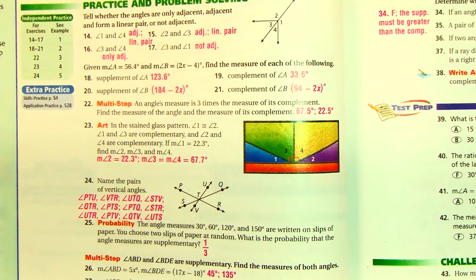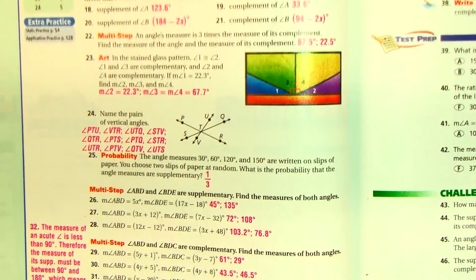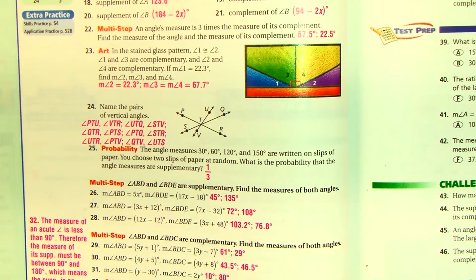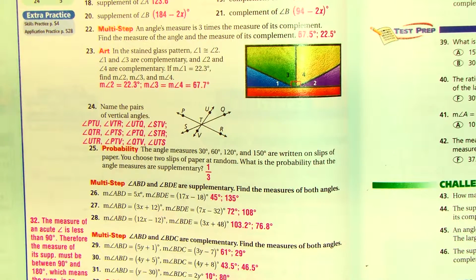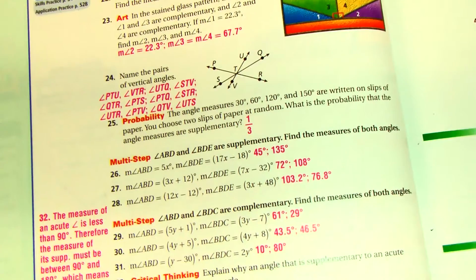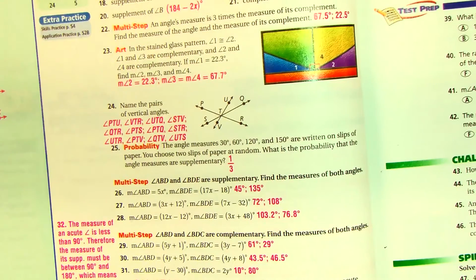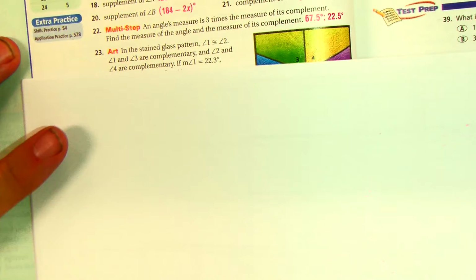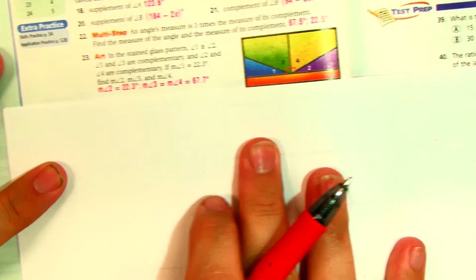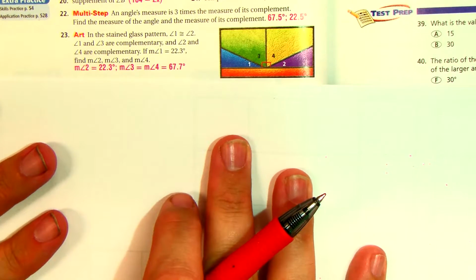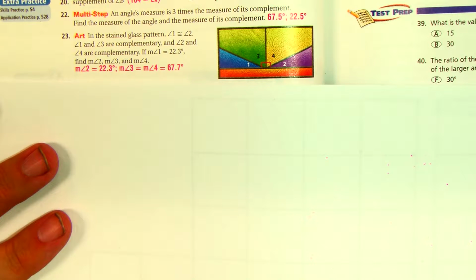So, let's look at number 23. Number 23 has this crazy art picture right here. All right, so number 23 says, all right, there are the answers, but that doesn't matter at all.